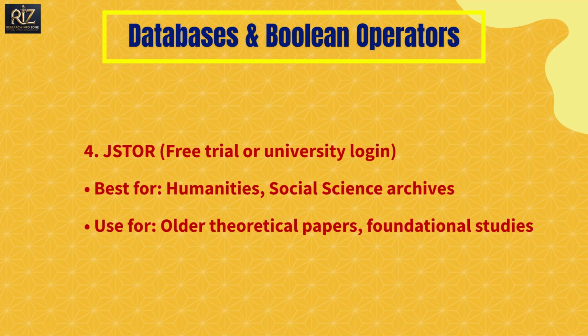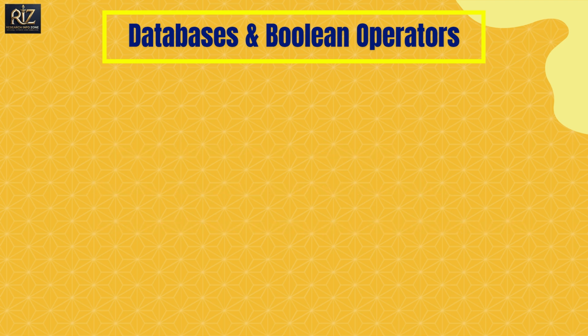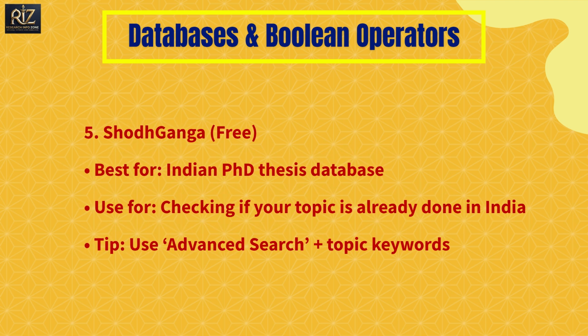4. JSTOR with free trial or university login. Best for humanities and social science archives, used for older theoretical papers, foundational studies. 5. ShodhGanga is free. Best for Indian PhD thesis database, used for checking if your topic is already done in India. Tip: use advanced search with topic keywords.